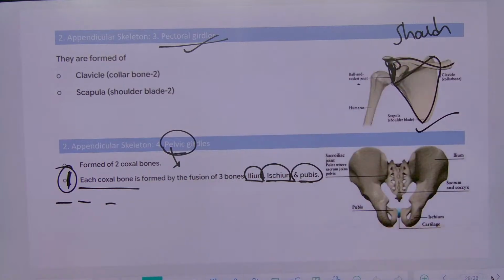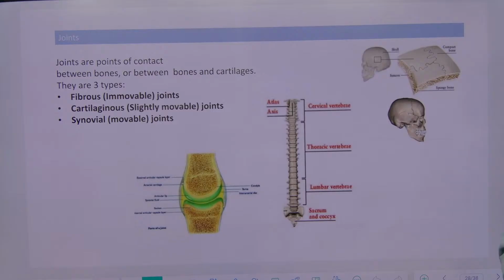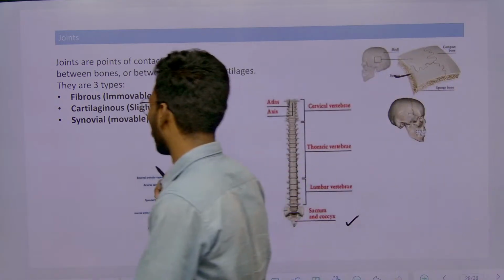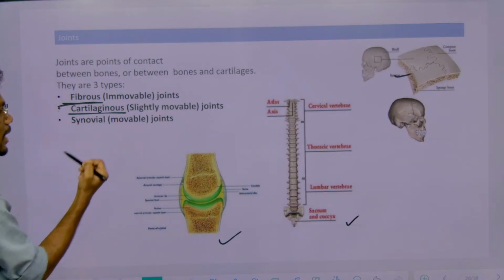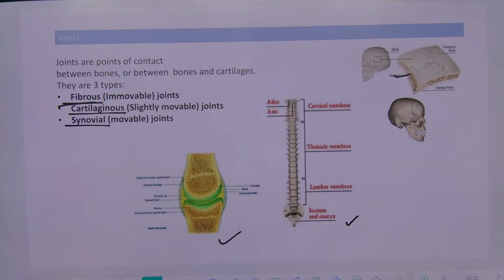So the next topic is joints. We have 3 types of joints. One is fibrous, another is cartilaginous, and another is synovial joints. See, there are 3 types of joints: fibrous joints, cartilaginous joints, and synovial joints. Sir, on what basis do we classify these joints? So the basis is what? Movement. Based on movement, we classify the joints.